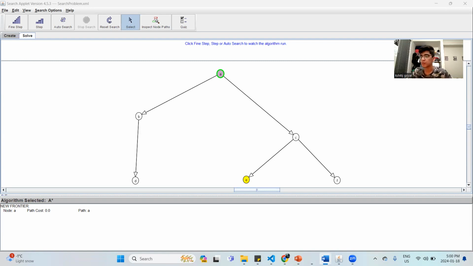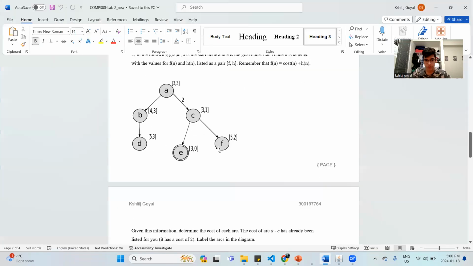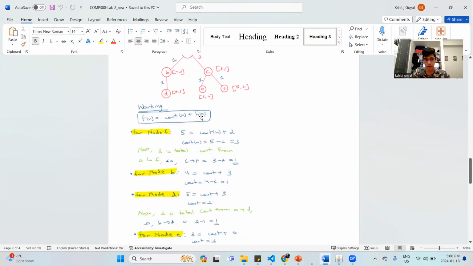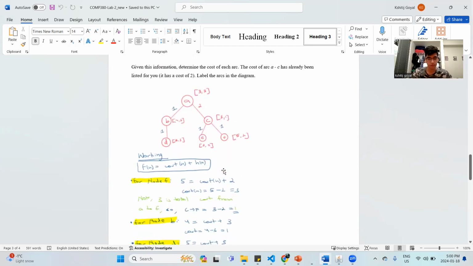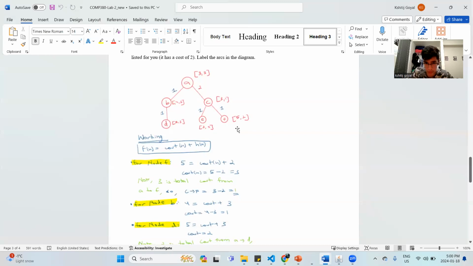Then in the second question, we were given this graph and we were asked to label the costs. I put all my working down here, but I'll go through one of them because I'm a bit short of time. For example, I need to find the cost from C to F. We're told that the first value in this array is F, so we have the formula F(n) = cost(n) + H(n). Here 5 is F, we have to find the cost, and the heuristic value is 2. So the cost is 5 minus 2, which is 3.